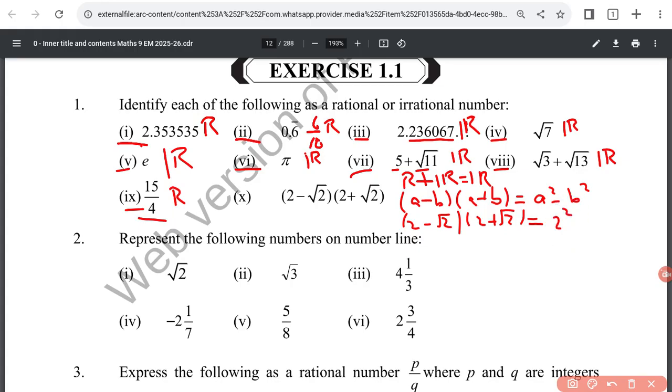2 square minus the square of square root of 2. So it is equal to 4 minus 2, that is equal to 2. So 2 is a rational number, so hence it is also a rational number. So I hope you guys understand it. So now we move towards question 2.